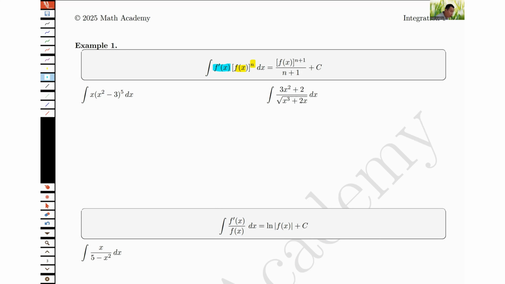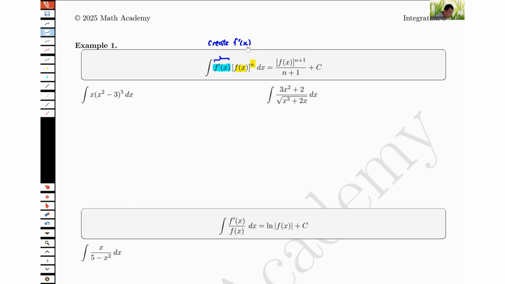And when you integrate, this is like your usual. You do power plus 1, so you get n plus 1, divided by the new power, plus c. But you must make sure that you create this term, create f prime x. Okay, let me remind you on that.